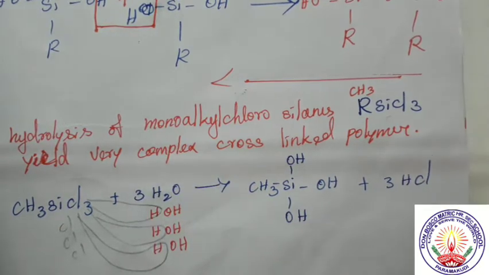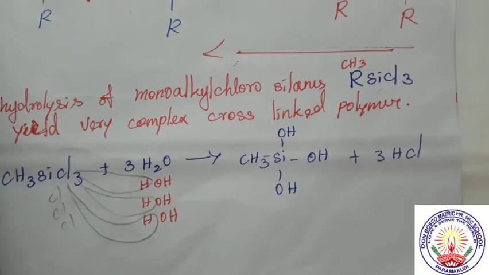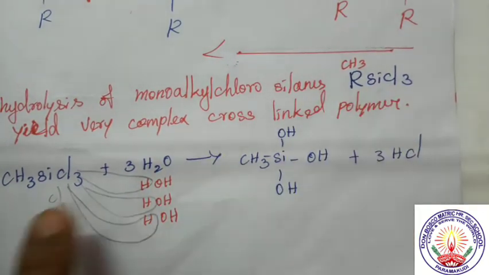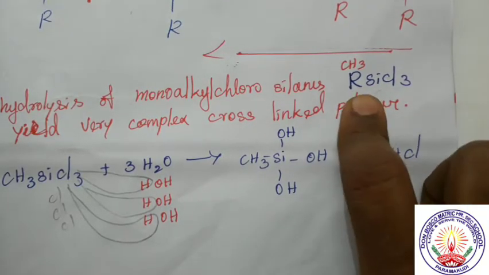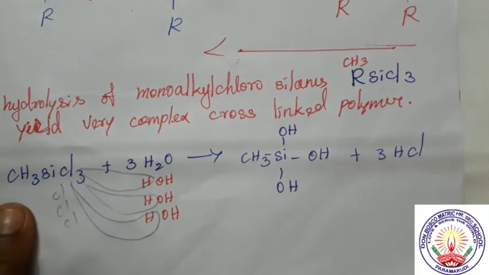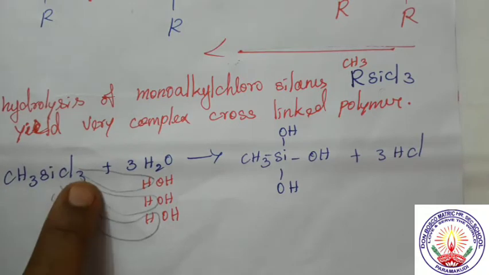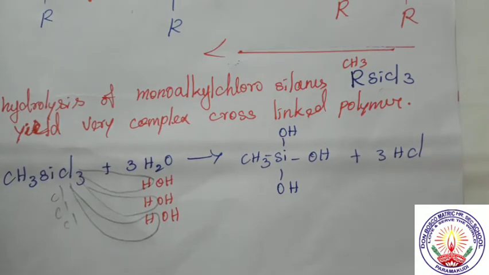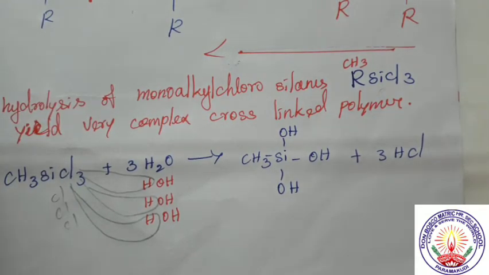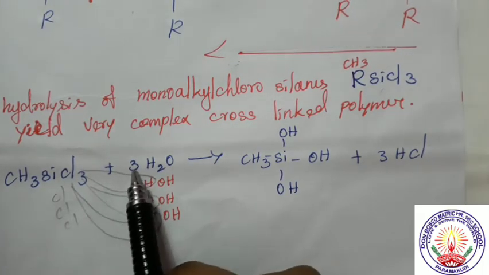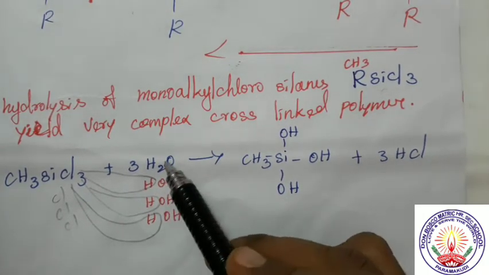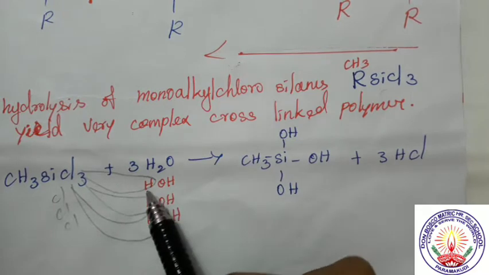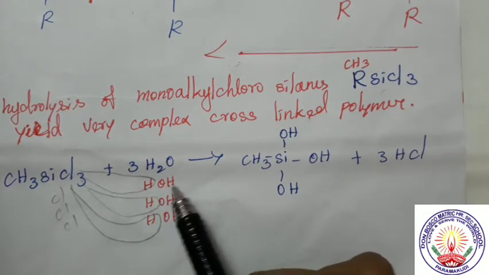Yield very complex cross-linked polymer. Now you see, we are writing this unit, that is instead of R we are writing CH3. So CH3SiCl3. When this is hydrolyzed, 3 moles of water we have taken. So the abbreviation of this is thrice we are getting HOH.